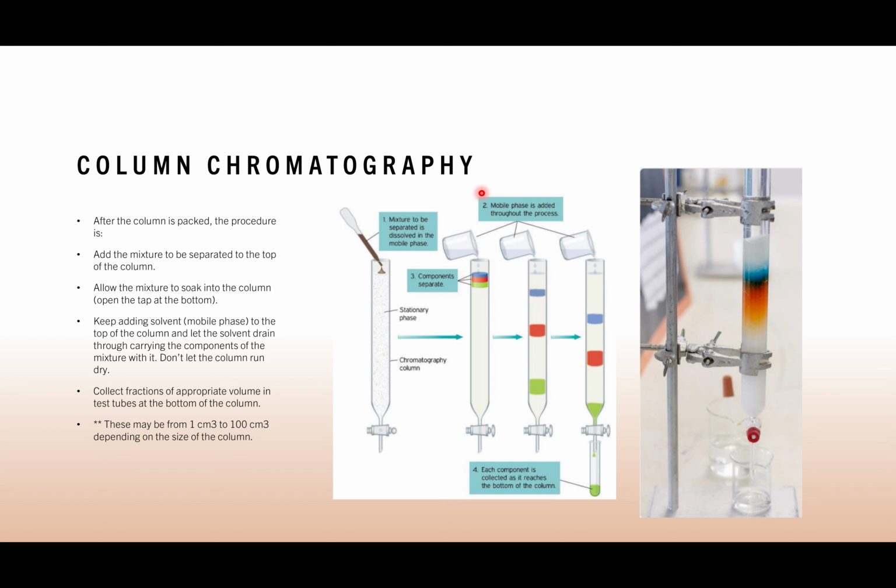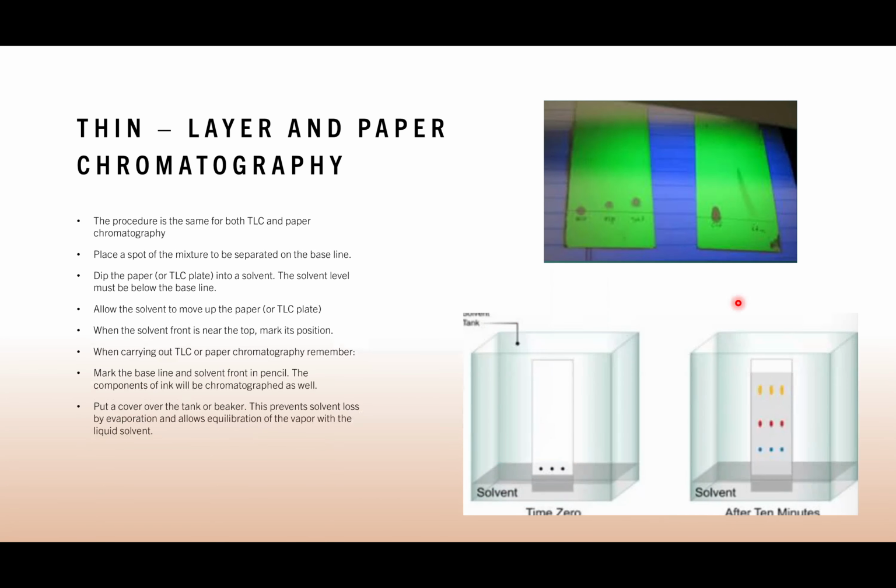So we continuously add solvent to make sure that solvent is continuously being drained through the column. Then we collect the fractions of appropriate volume in test tubes at the bottom of the column. So that's how we do it. Notice I'm giving you exactly how we do the procedures. This is how it's done, and this is a picture of how it looks. Hopefully we've done this before in an experiment. This is a chromatographic column.